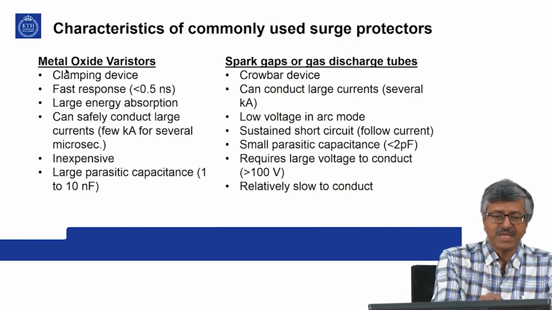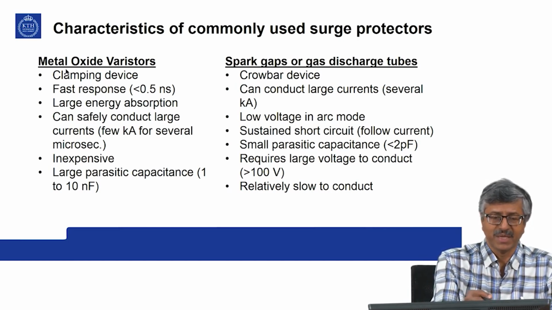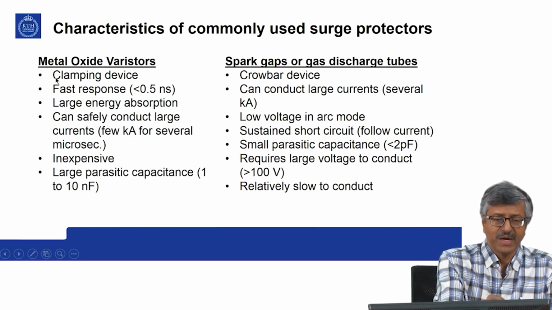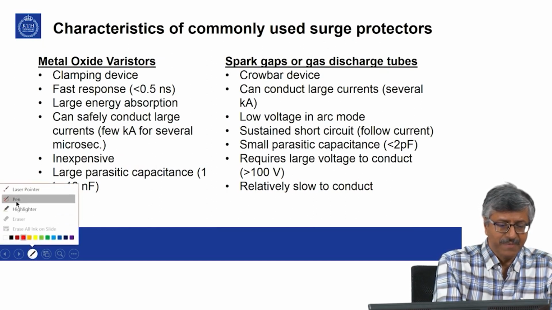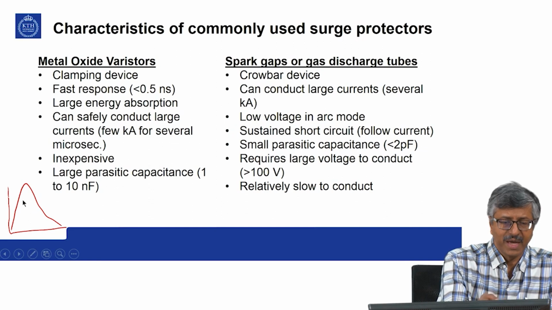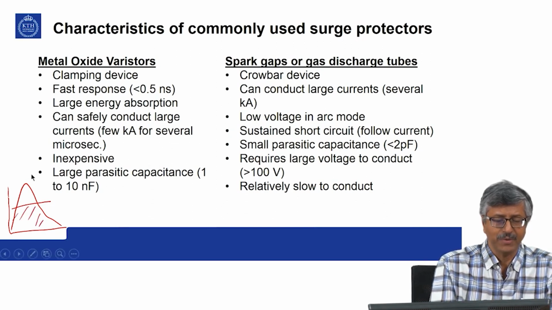So, metal oxide varistors, we will describe what it is, but some of the basic characteristics of those devices are listed out here. They are often called a clamping device, because it clamps. So, if you have a surge like this, let us say a clamping device will clamp the voltage to a certain level and will not allow it to increase above that value.